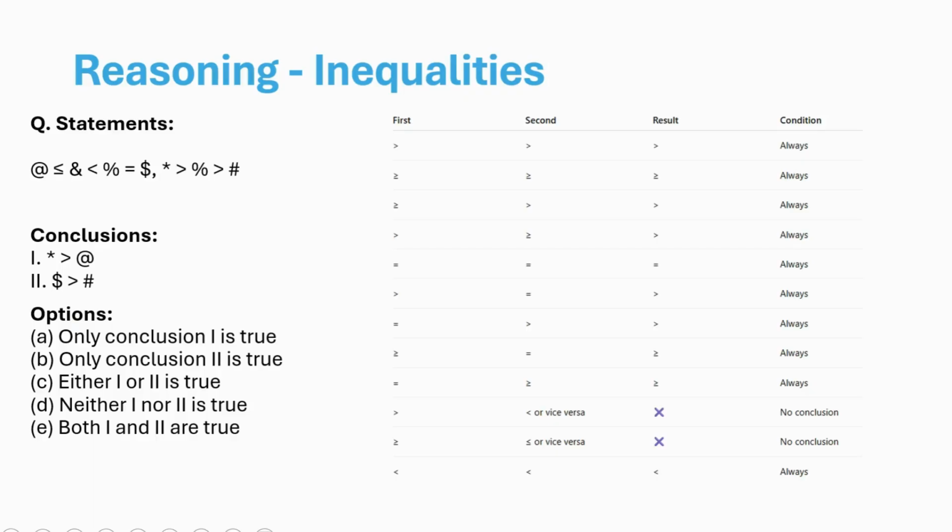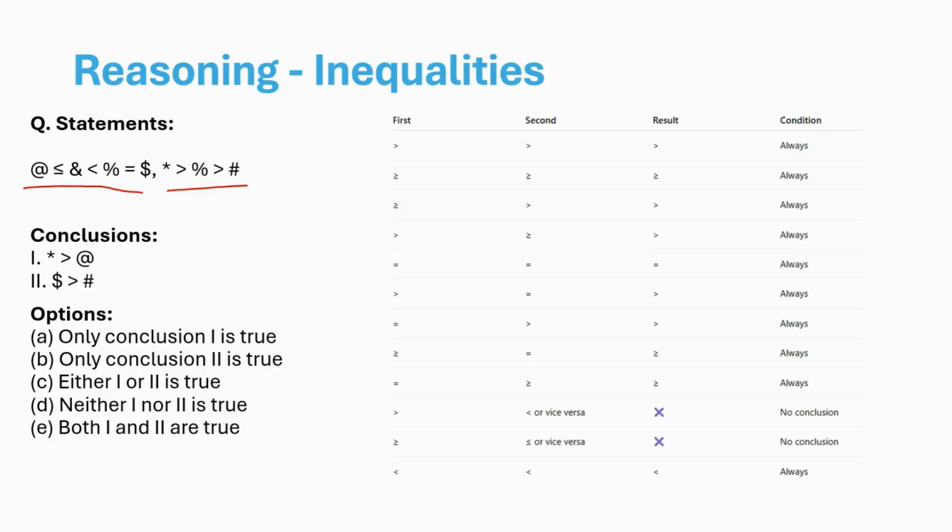Let's quickly check another question. Here two statements are given, and they used special characters as elements. The conclusions are: star is greater than at the rate, and dollar is greater than hash. Let's find out whether we can derive these conclusions or not. I'm using this quick reference chart here.